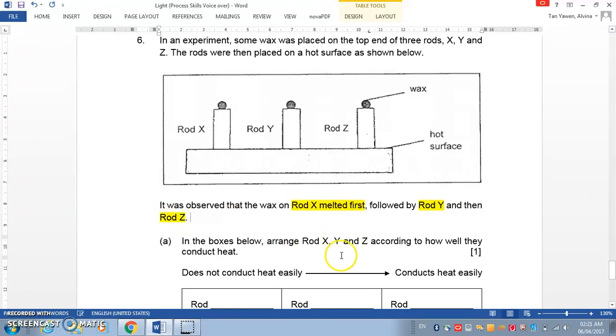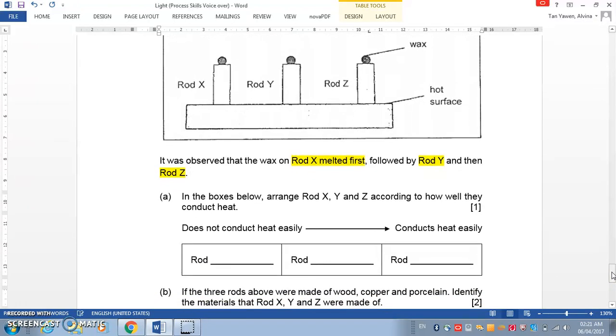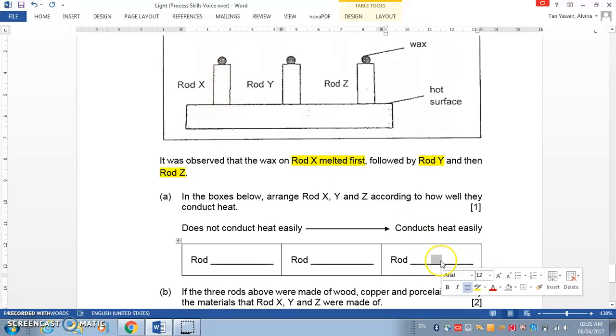So the next part asks us to arrange according to how well they're able to conduct heat. So in order for it to melt first, it should be able to conduct heat the fastest. So looking at the results again, rod X, since it was the first to melt, hence rod X should be the best conductor of heat. So we're going to put rod X here.